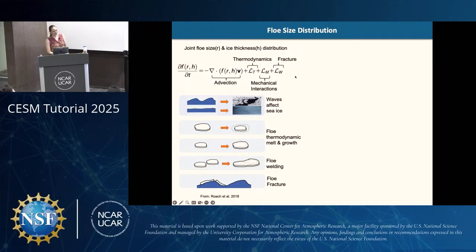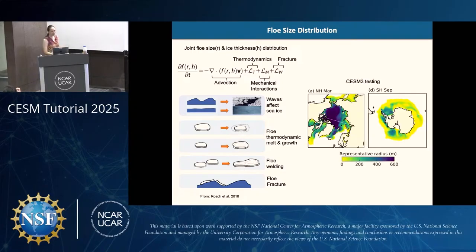And so within these equations, we think about how a floe might shrink, how it would melt on the edges, say, thermodynamically, or grow thermodynamically based on its size, how floes might weld together, and how if you get a big enough wave and say a floe is kind of between the waves, it would crack and break into smaller floes. So we have this implemented in CESM 3. We're testing it now. It seems to be giving fairly reasonable results.